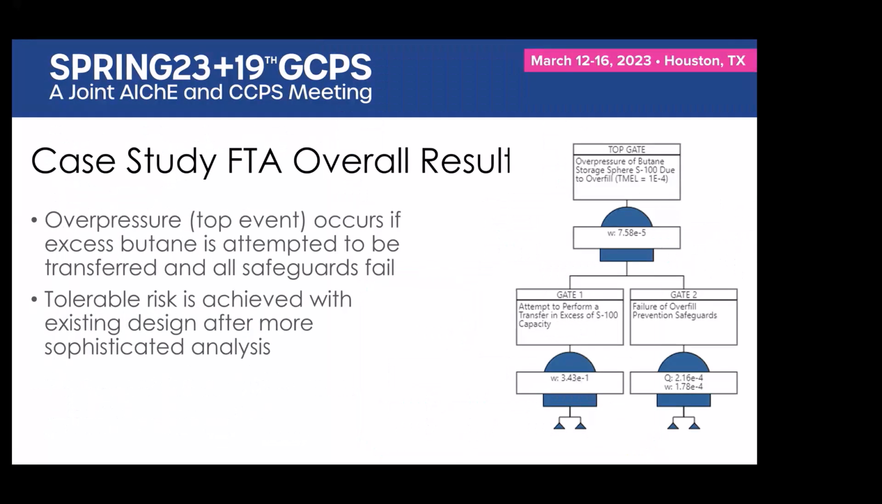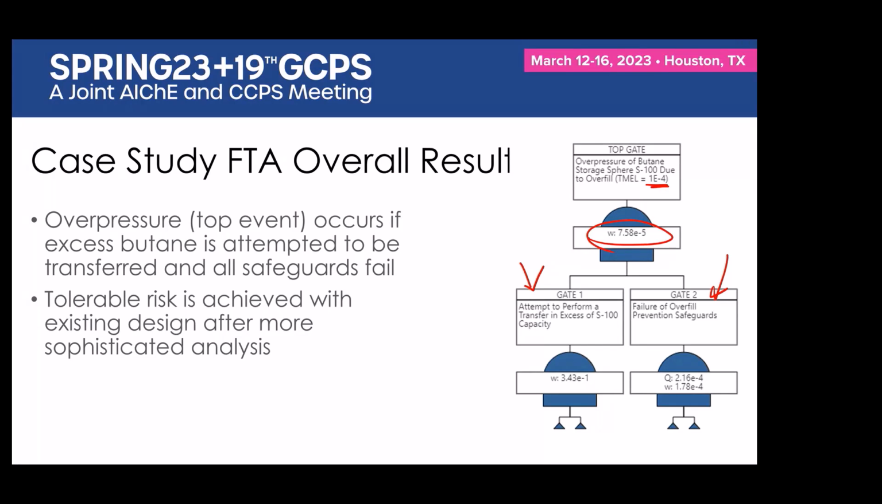All right, let me go ahead and show this fault tree. This is what the top event is. And at the top event, we said I attempted to transfer an excess amount of material into the tank and all of my safeguards failed. The TMEL was 1E-4. I calculated 7.58E-5 with only 2 transmitters.